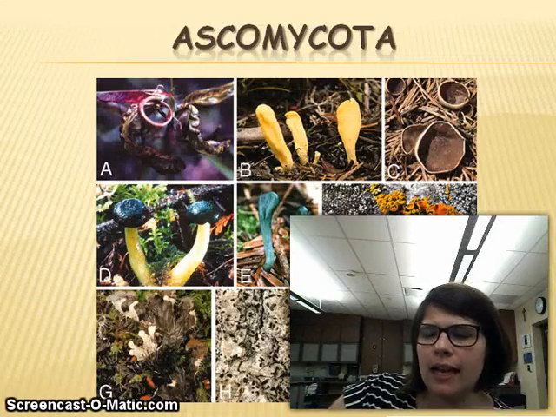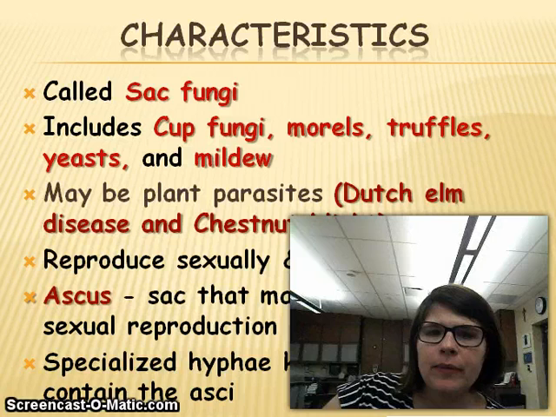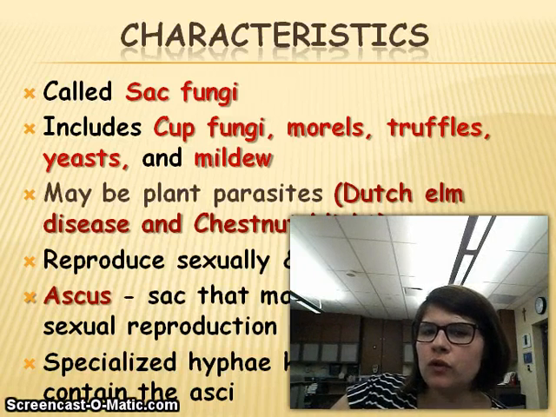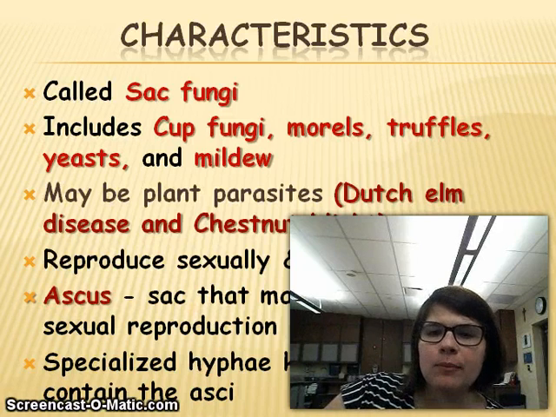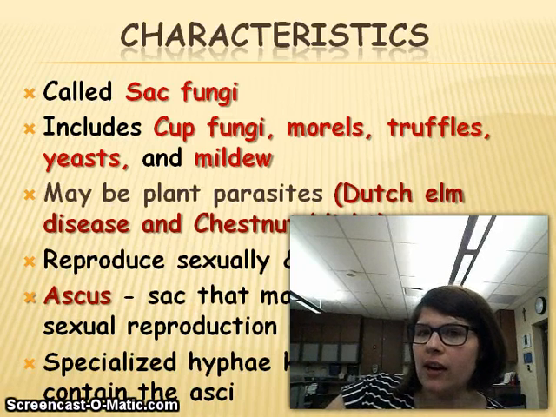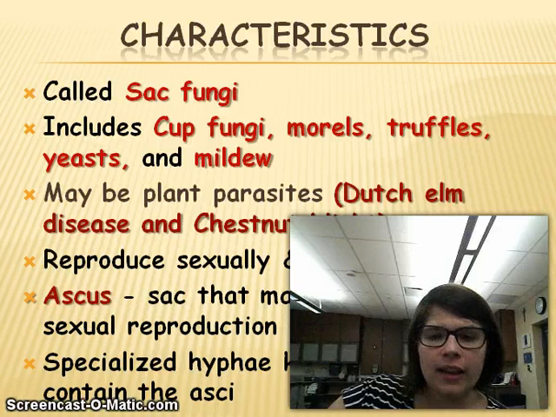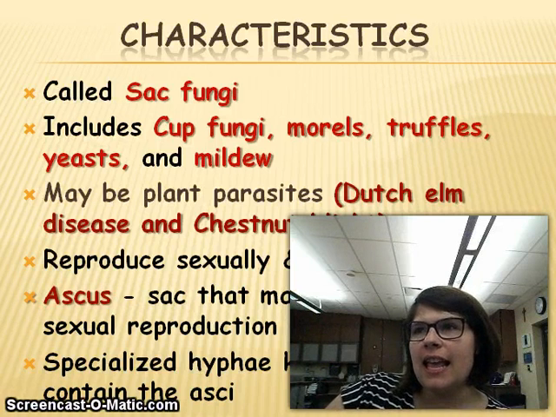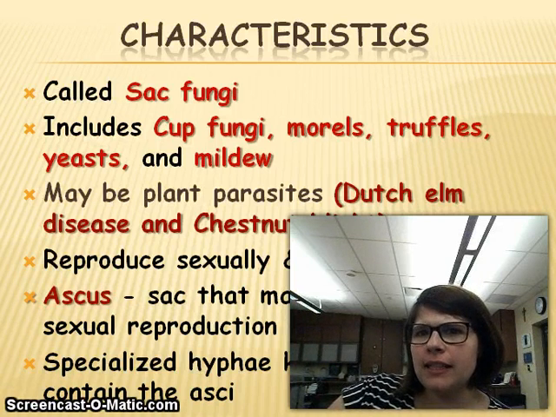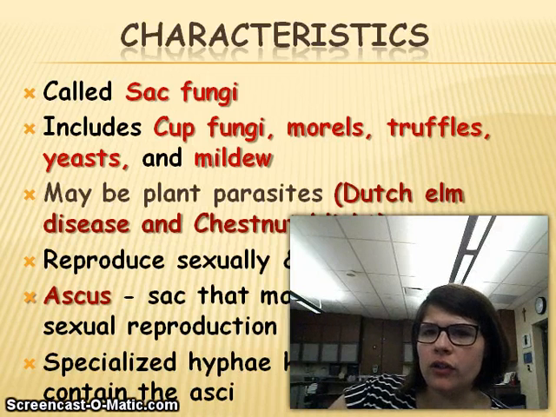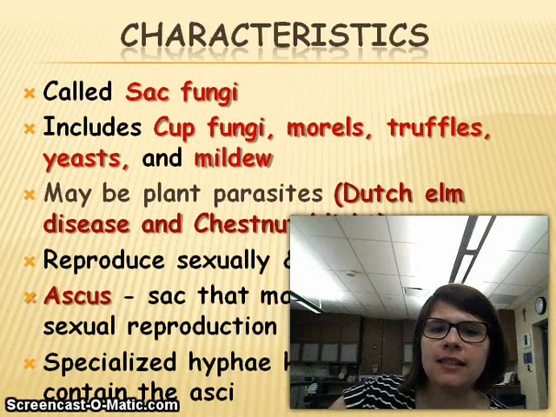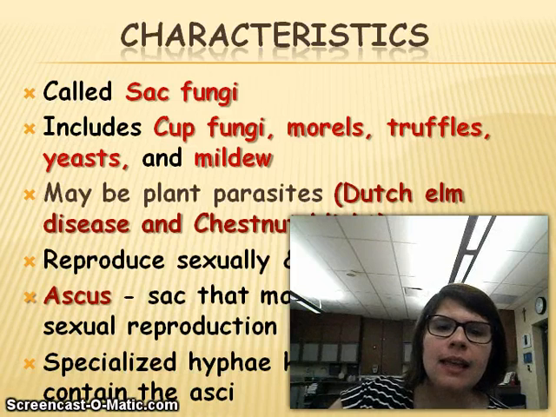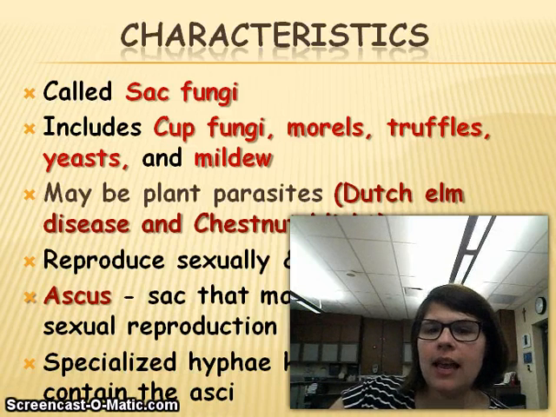And we're going to go to the ascomycetes, or the sac fungi. So like I just said, it's called the sac fungi. It includes cup fungi, morels, truffles, yeast, and mildew. We do eat truffles. They are a very special type of fungus. And actually, they are a very expensive type of fungus because they only grow in certain regions of the world, such as Tuscany in Italy. They may be plant parasites.